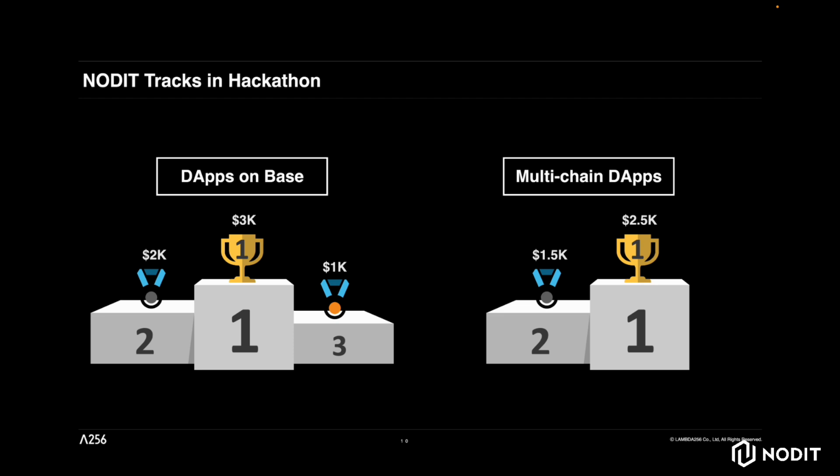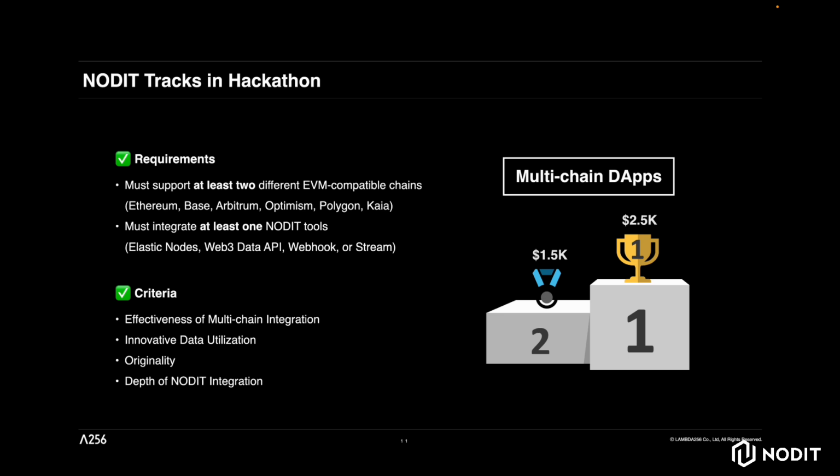The second track is multi-chain apps. This track is all about building apps that connect multiple chains. We're going to select 2 winners, 2.5K for first place and 1.5K for second place. So total $4,000 for this track. To participate in this track, your app must use at least 2 different event compatible chains. You must integrate at least 1 Nodit tool. Projects will be judged on how well they connect multiple chains, their innovative use of blockchain data, and originality. If you're working on multi-chain projects, this track is for you.